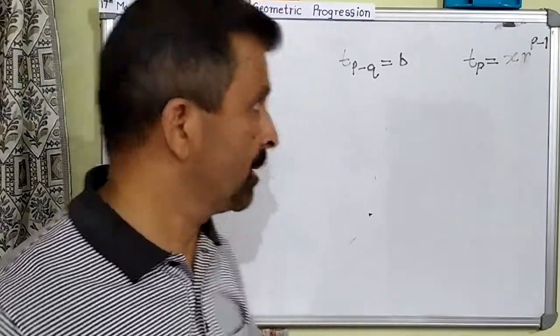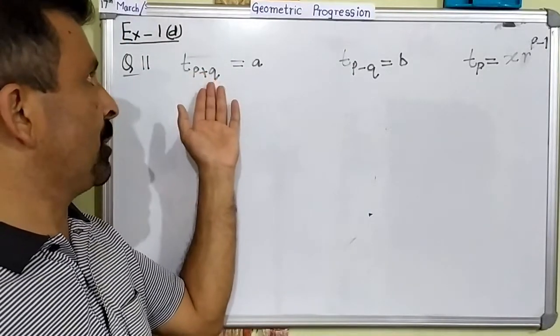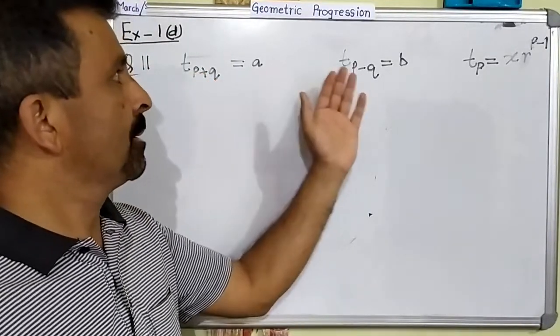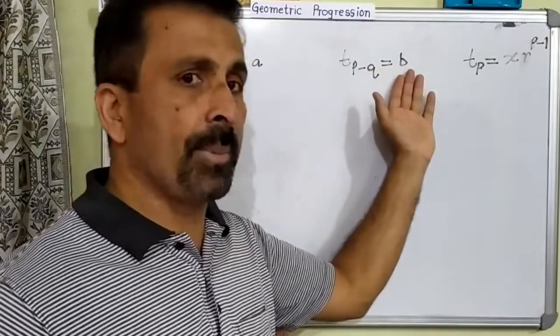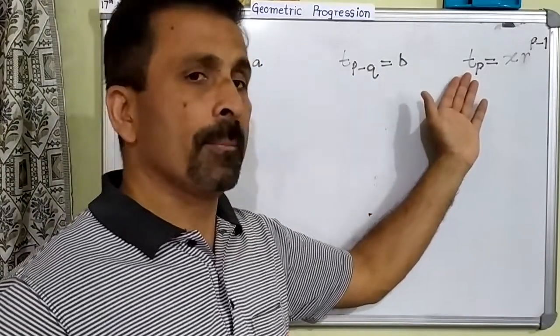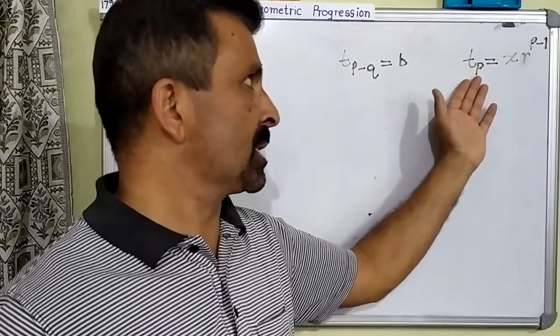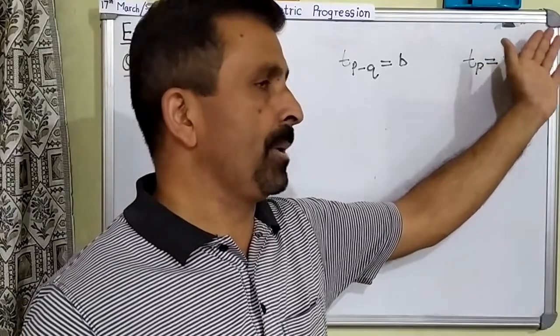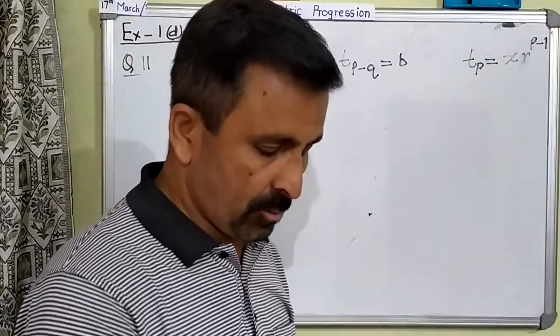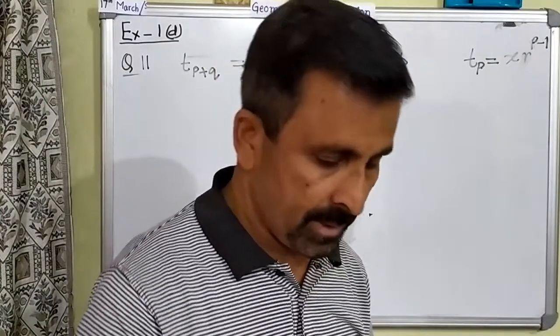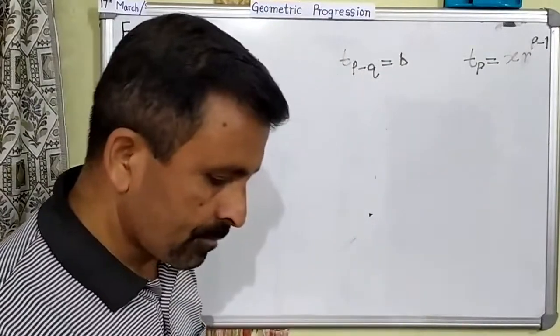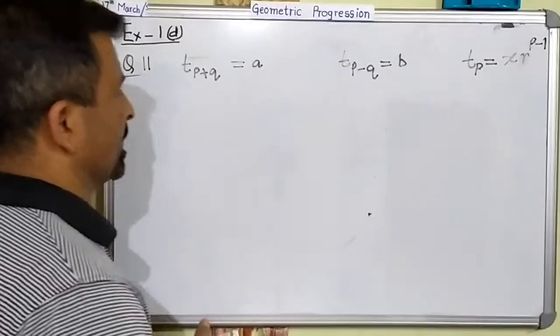Hope the question is clear. The (p+q)th term of the GP is a. The (p−q)th term of the GP is given as b. Then find the value of the pth term. Pth term means you have to find the value of x r to the power p minus 1, where x is assumed to be the first term. So we'll start this question. This question is very interesting.